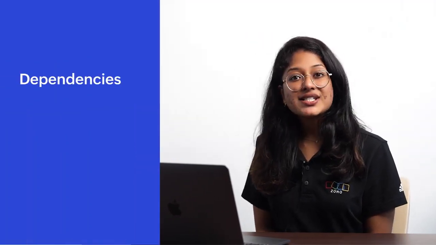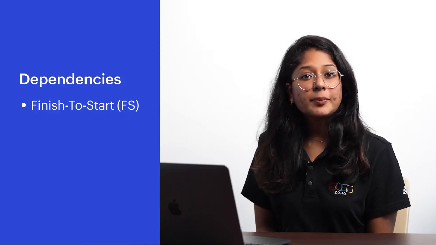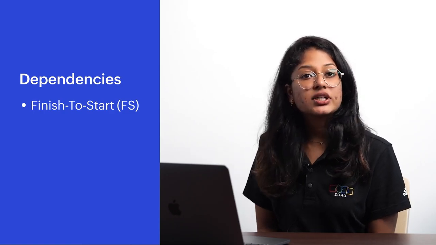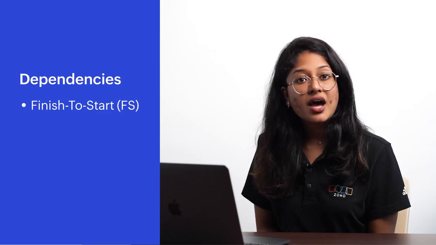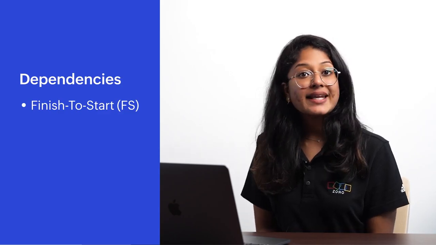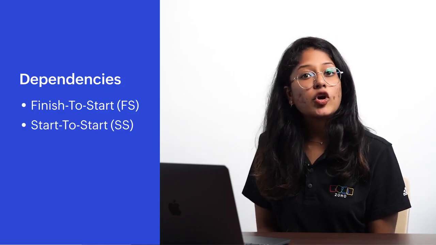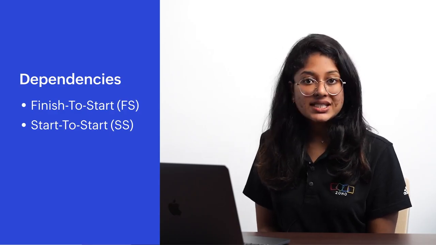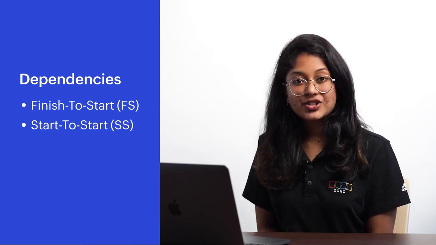Zoho Projects follows 4 types of dependencies. The first one is finish to start. The successor or dependent task can't begin until the predecessor or parent task is finished. For instance, in a journal publishing process, the self-review of a journal cannot begin until the draft is completed by the writer. Next is the start to start dependency. The successor or dependent task cannot begin until after the predecessor or parent task has started. For instance, as the peer review of the journal starts, the manager review can also be initiated.